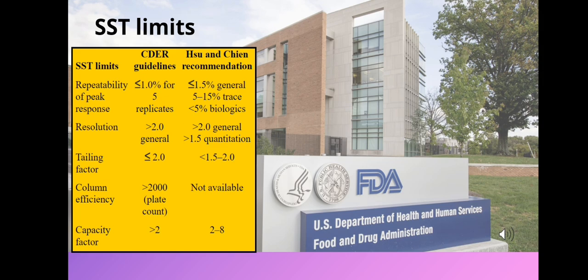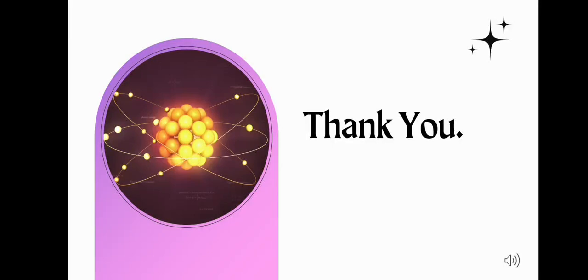According to Hsu and Chien recommendation, repeatability of the peak response should be less than or equal to 1.5% in general, 5 to 15% for trace, less than 5% for biologics. Then resolution should be greater than 2 in general and greater than 1.5 for quantitation. Tailing factor should be less than 1.5 to 2. Column efficiency, the readings are not available, and the capacity factor should be between 2 to 8.